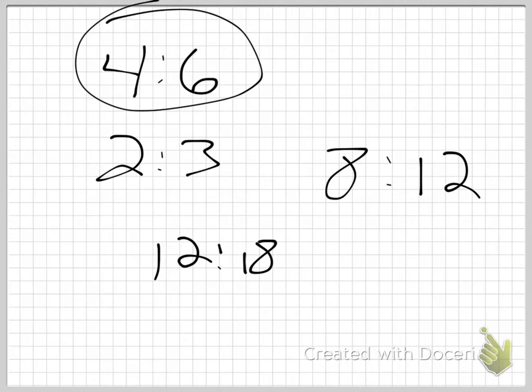Anyway, if it was an equivalent ratio, everything would definitely reduce to 2 to 3, right? So in that sense, they act like fractions, right? Equivalent ratios will reduce to the same ratio. Okay, so you guys do 10 to 35. I want you to give me at least 2. Give me 2 equivalent ratios to 10 to 35.